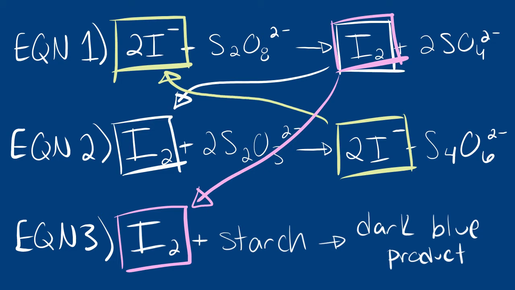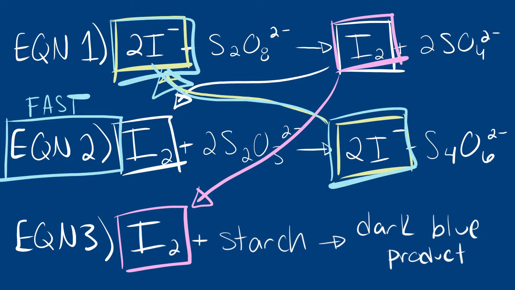Equation 3, though, is not going to create a feedback loop with equation 1 or equation 2. Instead, iodine and starch are known to form a dark blue product. I'm not giving you the specific chemical formula of this because starch is a very complicated molecule. The product itself is pretty complicated, so we're just leaving it being labeled as a dark blue product.